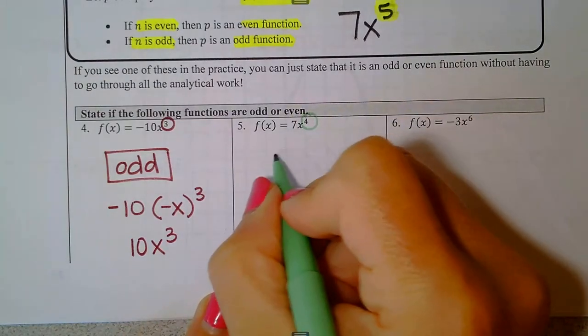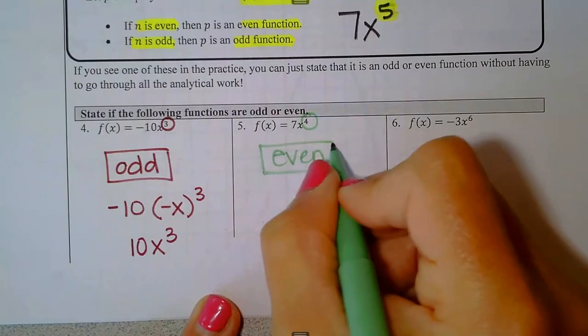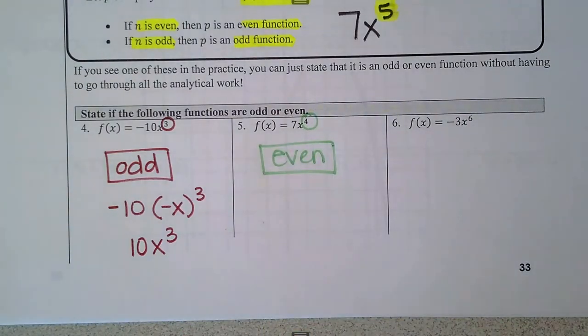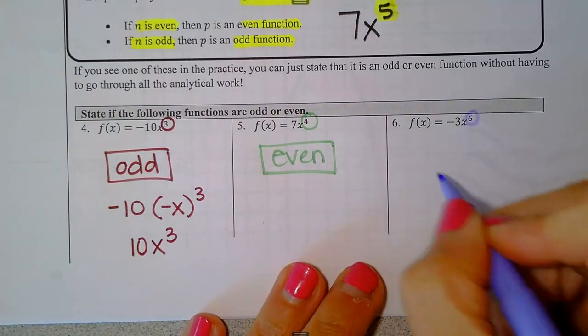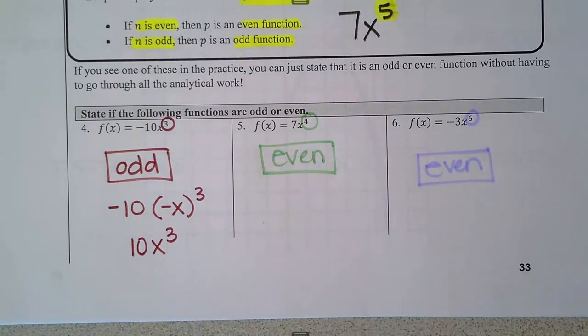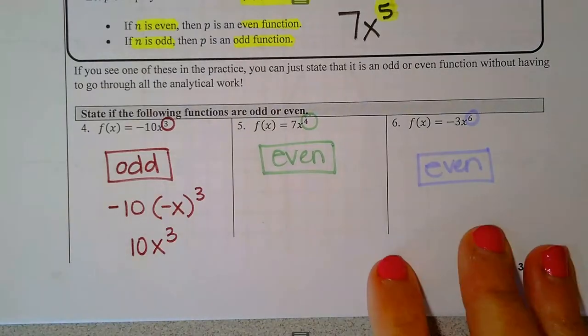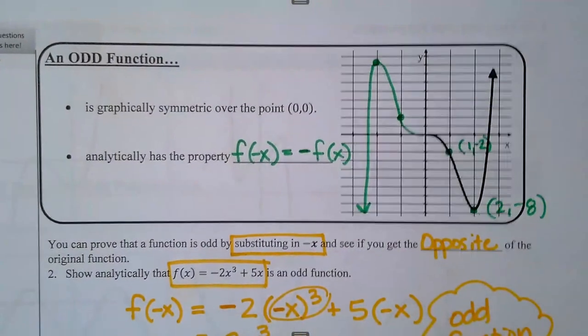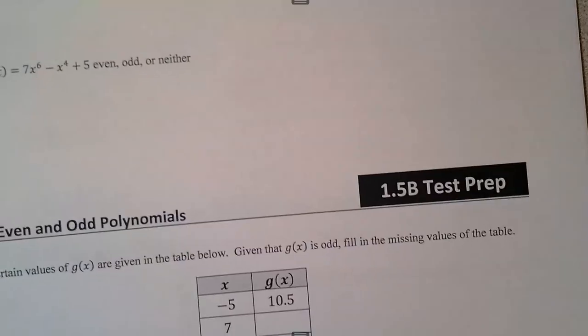Even? Sure. Perfect. Even. And then the last one? Even, because of the 6. Yeah, makes sense. So if it has an even and an odd, then it doesn't matter? It has to be fully even. You have to have a single one. But when in doubt, just plug in your x. And if you have to prove it, you can.